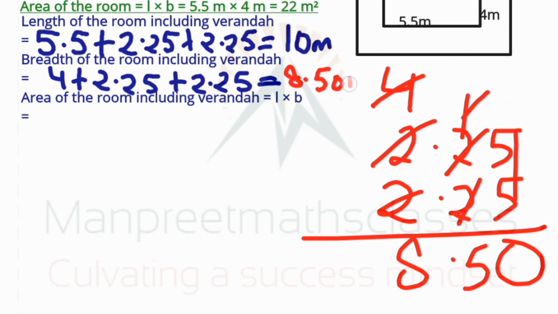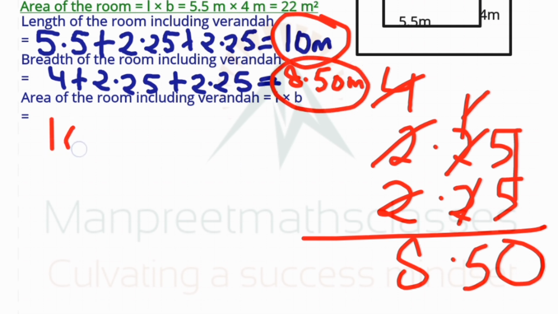8.50 meter is breadth. Now we need to calculate the area of room including veranda. So what is the length and what is breadth? Length is 10 and breadth is 8.50. So 10 into 8.50, multiply it.